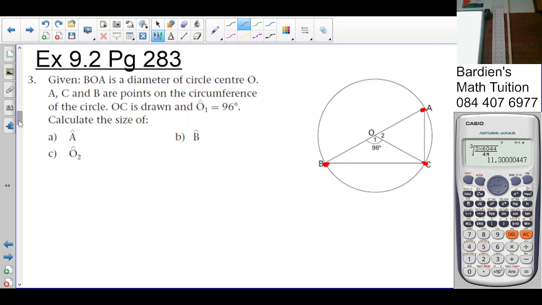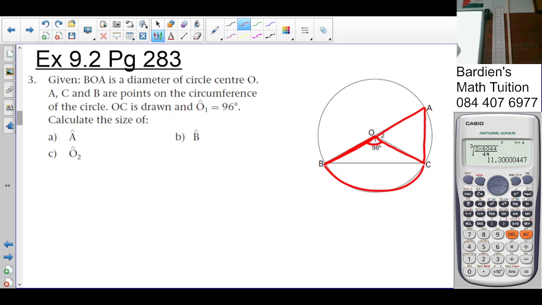So our points are on the circumference. Then we are told that OC is drawn. O1. Okay, so this is the center. What do we know if that is the center? BO is equal to OC equal to OA. Why? Radii. Then we are told that O1 is 96 degrees. Calculate the size of A1. So what is angle A1 equal to? Half of 96. Why? Angle at center is twice angle at circumference.